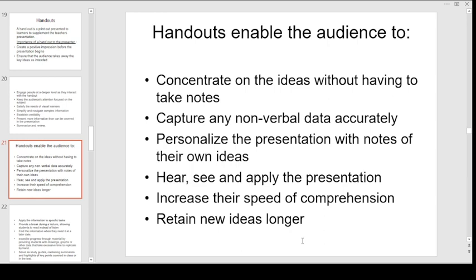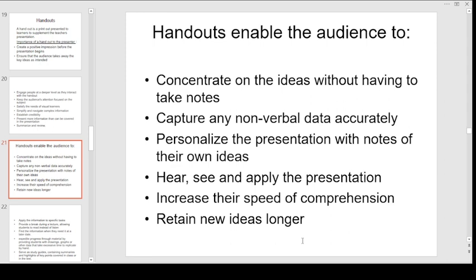It concentrates on the idea without having to take notes. It captures any non-verbal data accurately. It personalizes the presentation with notes of their own ideas. Hear, see, and apply helps in the presentation. It increases the speed of comprehension.